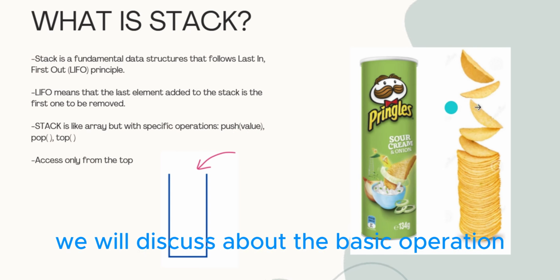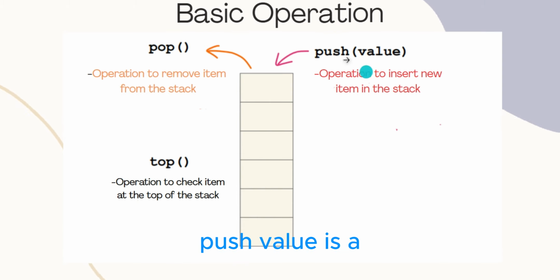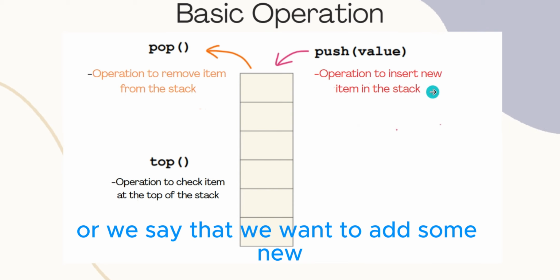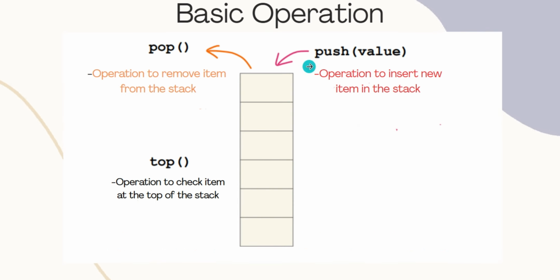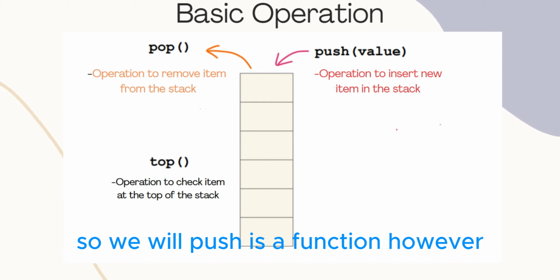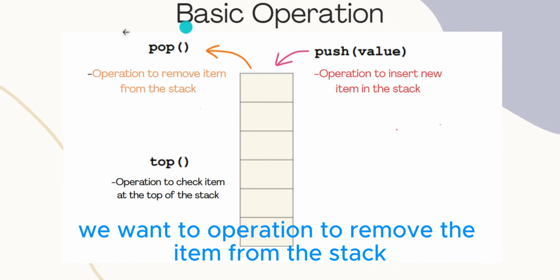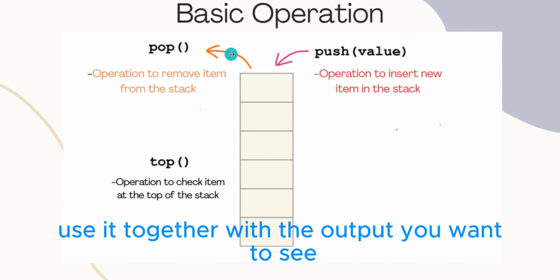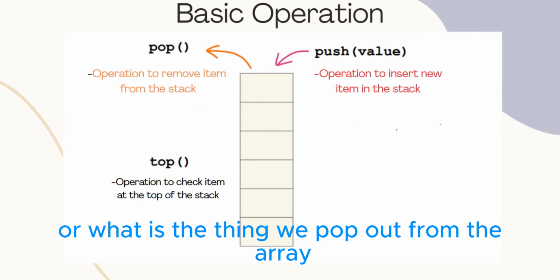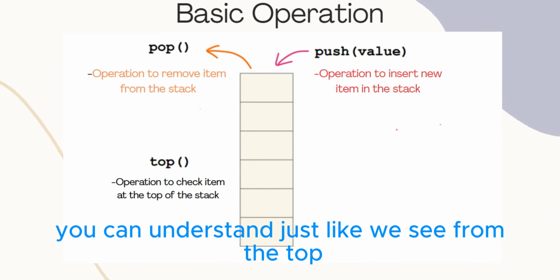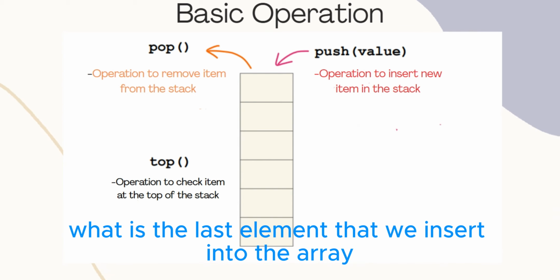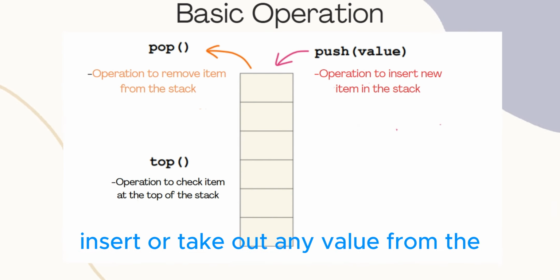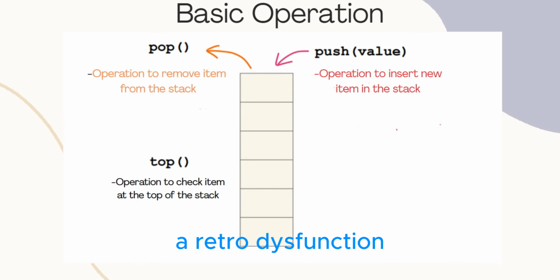In the following slide, we will discuss the basic operations. Push value is an operation to insert a new item in the stack, or we say we want to add some new value into the stack, into the array. So push is a function. Pop is an operation to remove an item from the stack, so we take the thing out. Normally when we pop something out, we use it together with the output, to see what is the thing we pop out from the array. Top you can understand as looking from the top to see what is the last element that we inserted into the array. It just takes a peek, and we wouldn't insert or take out any value from the array through this function.